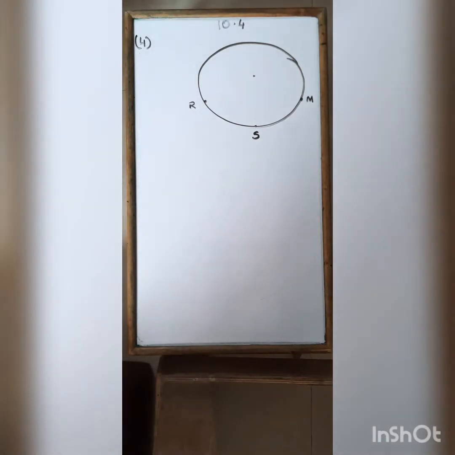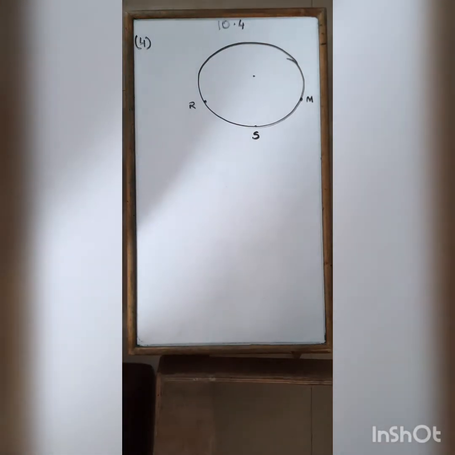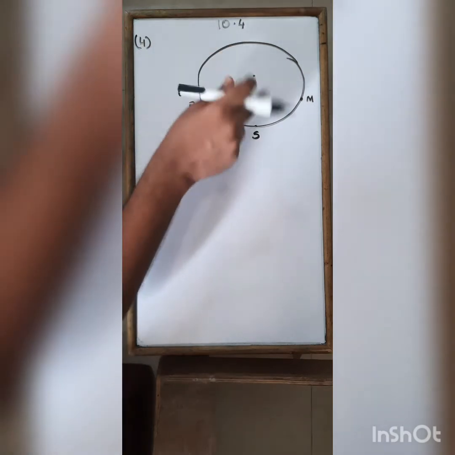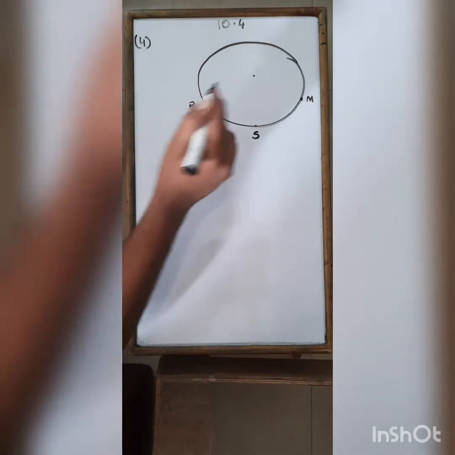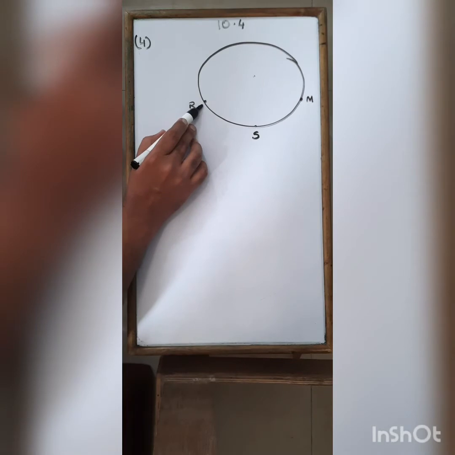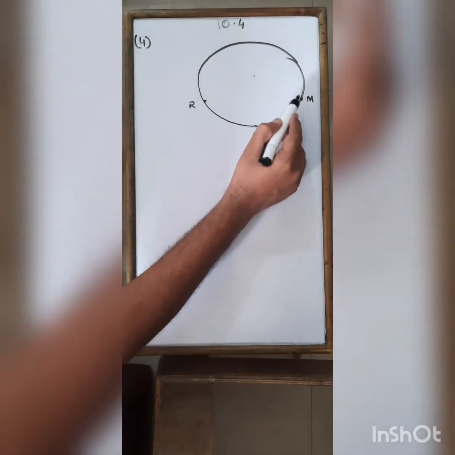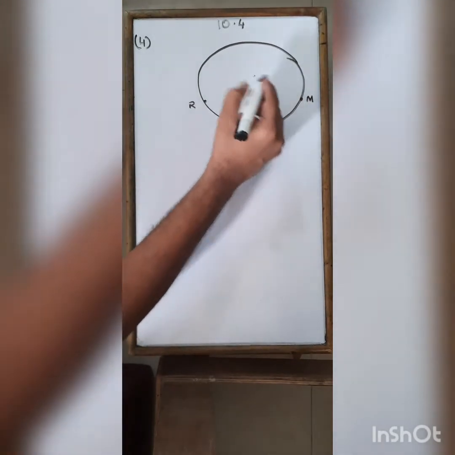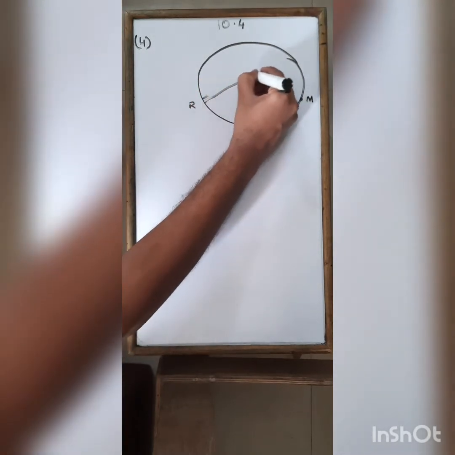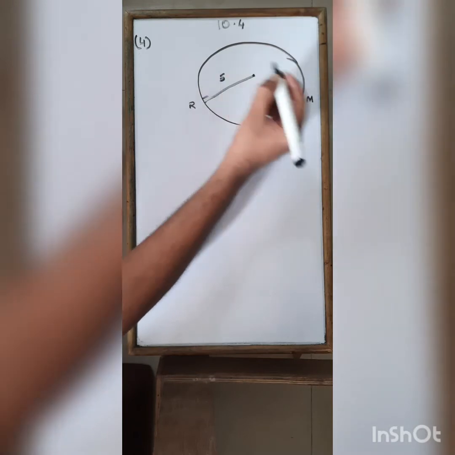Sum number 4, exercise 10.4. The question says, three girls Reshma, Salma and Mandeep are playing a game by standing on a circle of radius 5 meters. So if this is the center, this is the circle, you have Reshma, Salma and Mandeep. They are on the circle and the radius of the circle is 5 meters.